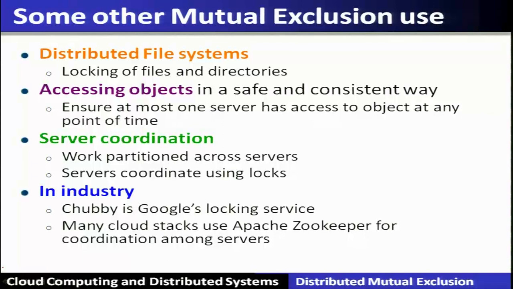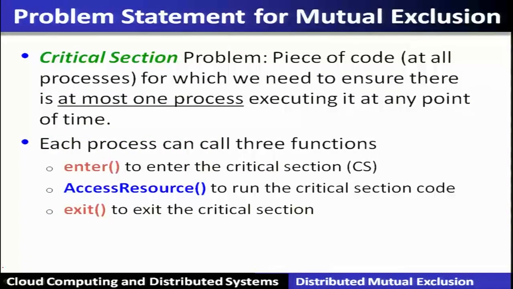Similarly, for server coordination, if several servers are there, they have to be locked before some operations are performed or some work is done, and that is done through locks, which is also a way of ensuring mutual exclusion. Now in the industry, a system such as Chubby is Google's locking system that is implemented on the cloud. Similarly, many cloud stacks use Apache Zookeeper for coordination among the servers, and this also ensures the mutual exclusion implementation from the industry perspective. All these things we are going to see in the further sections of this lecture.